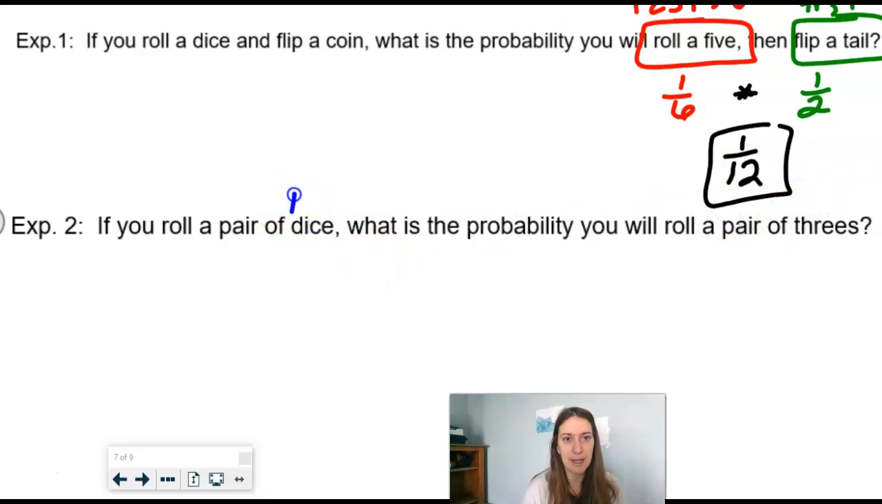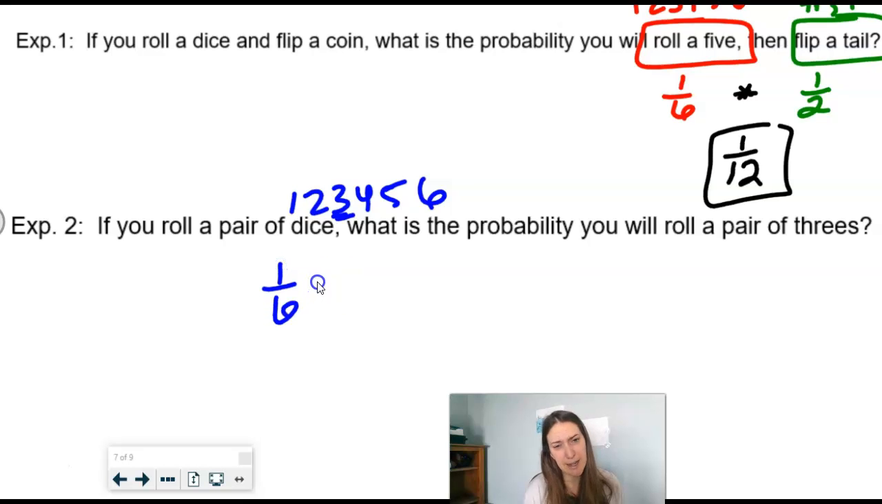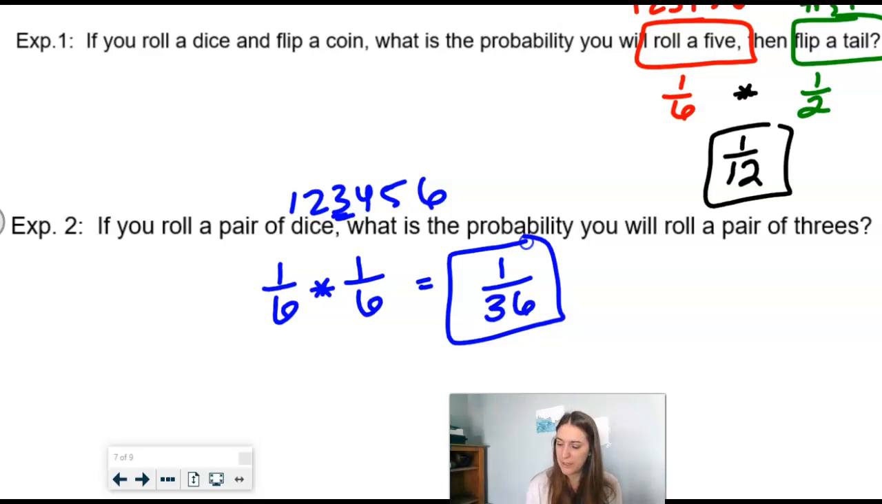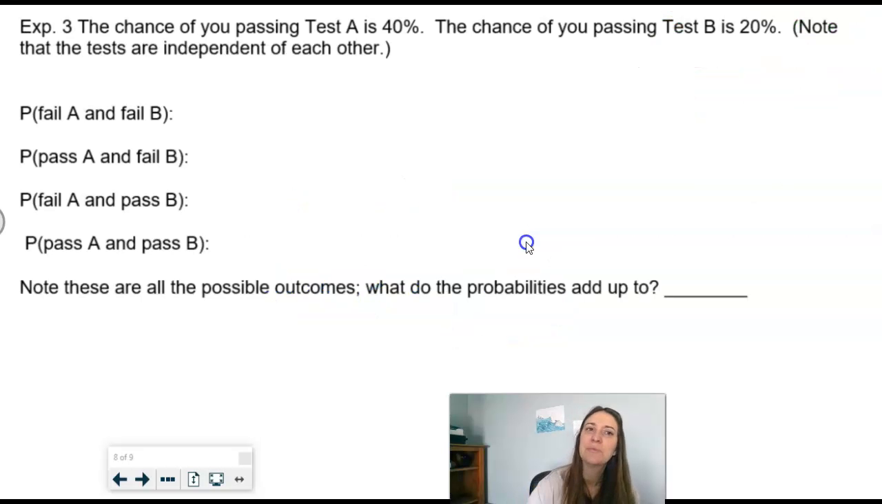Well, again, the die could be a 1, a 2, a 3, a 4, a 5, or a 6. So rolling a 3 is a 1 out of 6 on the first die, and then we multiply that by another 1 out of 6. So there is a 1 out of 36 chance that you will roll the die and you get a pair of 3s. Interesting. So, by the way, that is an unlikely event. Any of you who are out there playing games with each other. Unlikely.